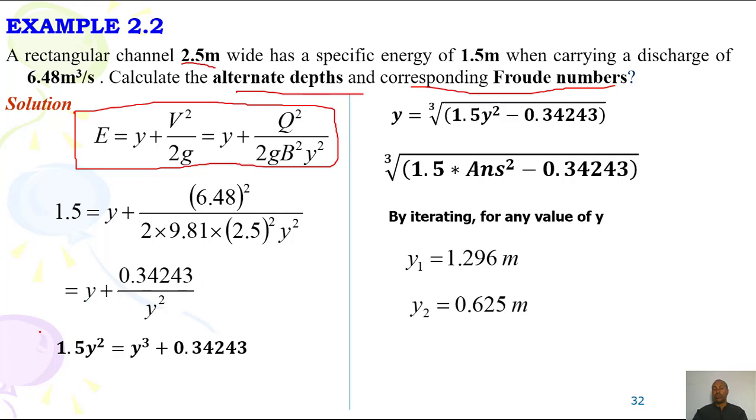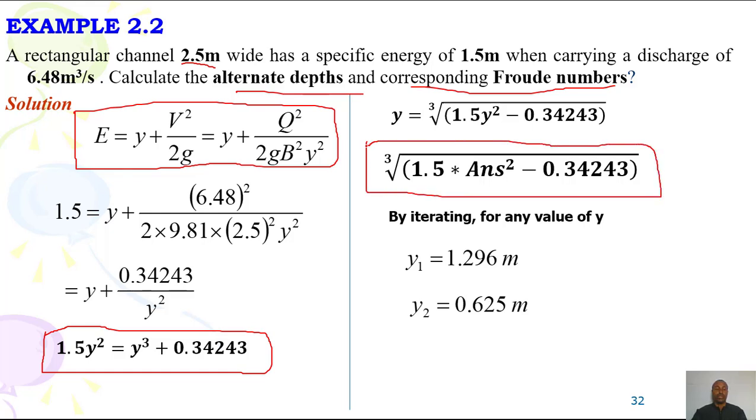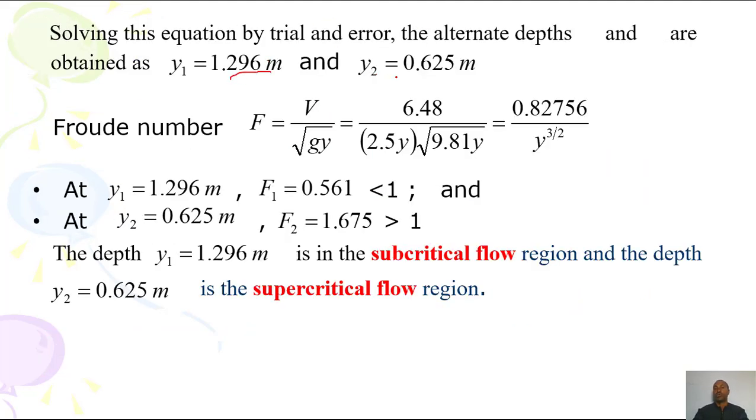So if you just rearrange this one, take common factors, then finally we have this equation. Then y take out from y cube, take out y is equal to q root of 1.5 y square minus 0.34243. Then again you type in your calculator this one, but give any arbitrary number in your calculator. Then you will iterate accordingly. Then you type this one with answer. Then by iterating for any arbitrary value of y, finally you have two values that keep repeating. So y1 will be 1.296 and y2 will be 0.625.